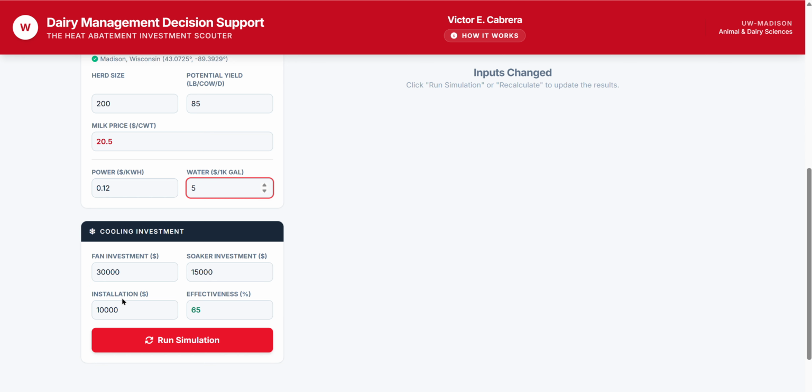The final field is effectiveness, entered as a percentage. This represents how much of the estimated heat stress milk loss the cooling system is expected to recover. The default is 65%. After entering your values, click the Run Simulation button to update the results.